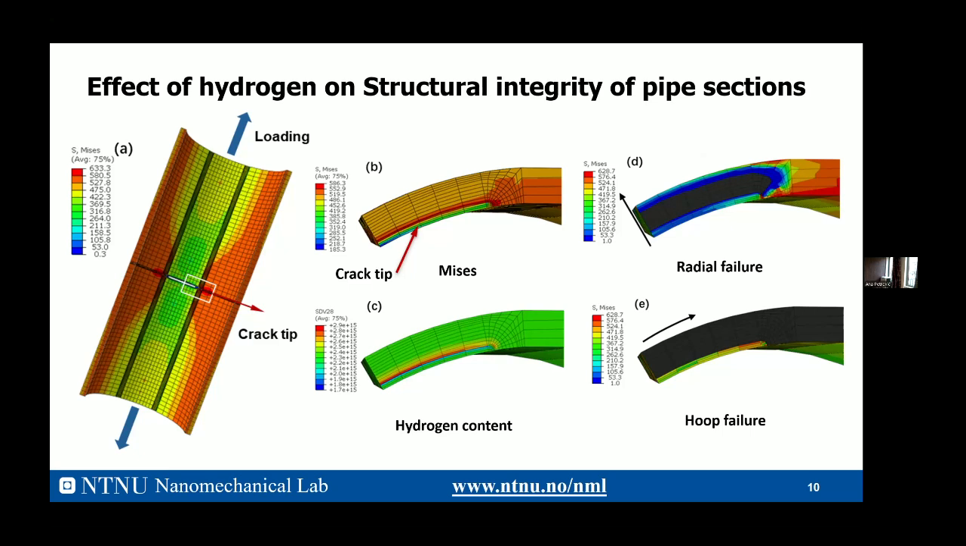And with the increase of the loading, you can see the fracture process of this specimen. At the beginning, the fracture goes along this direction, which is the radial fracture, and then after it finishes the radial fracture, it keeps fracturing in the hoop direction until the whole section goes to failure.